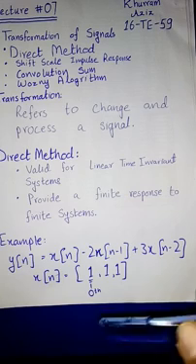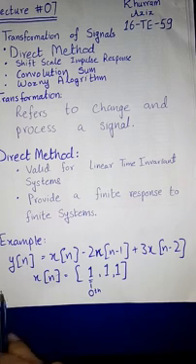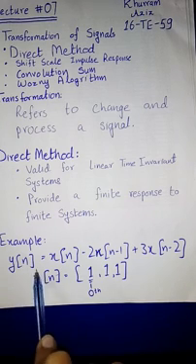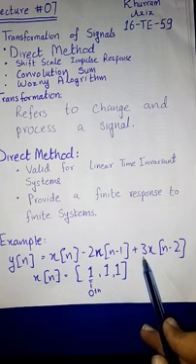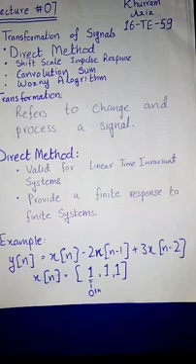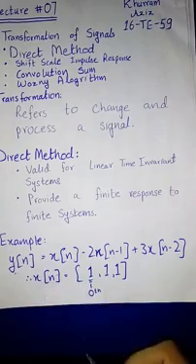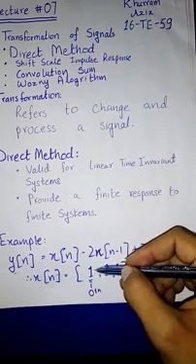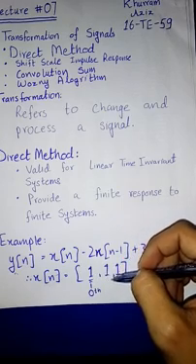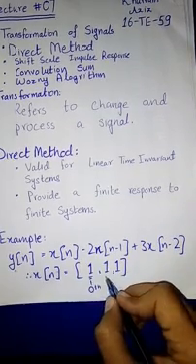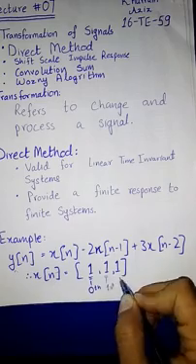Now we will discuss an example. This example includes a system which is defined as below: y of n is equal to x of n minus 2x of n minus 1 plus 3x of n minus 2. Here we have defined our set of x. This is our x. This is the 0th position. It is an impulse or unit impulse on the 0th position, and this is the first, and this is the second position.